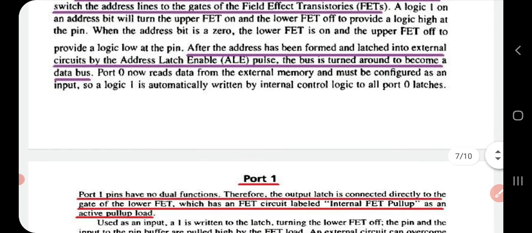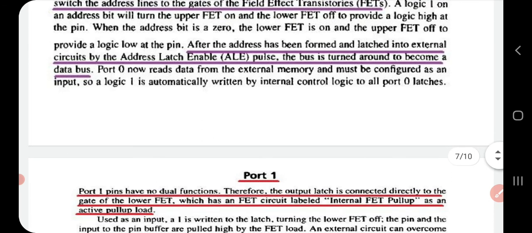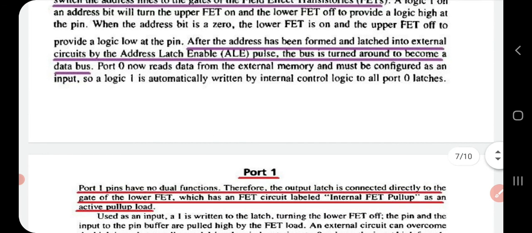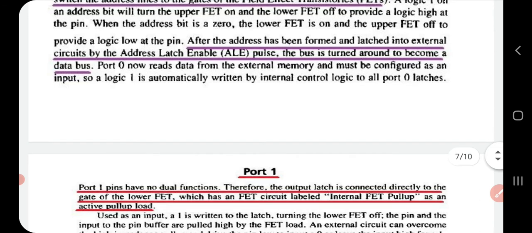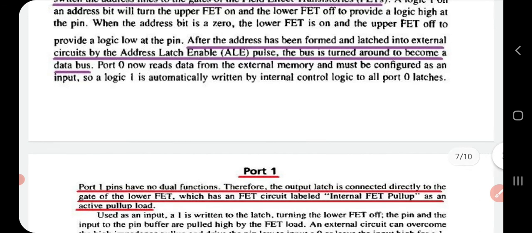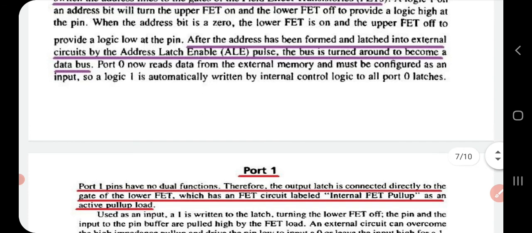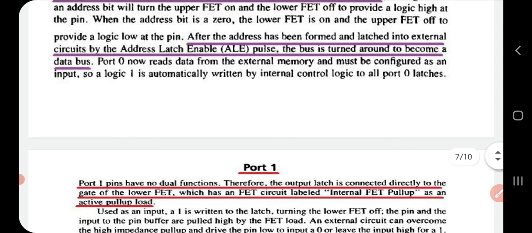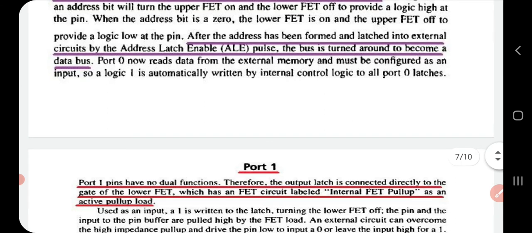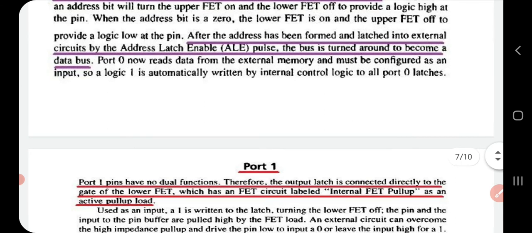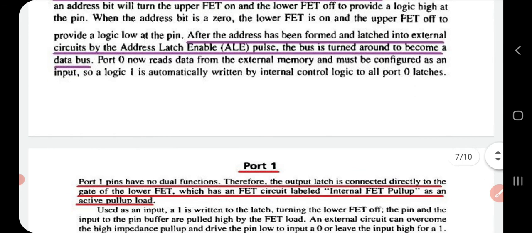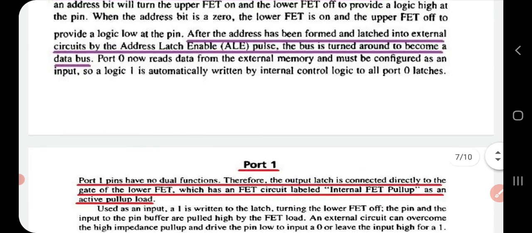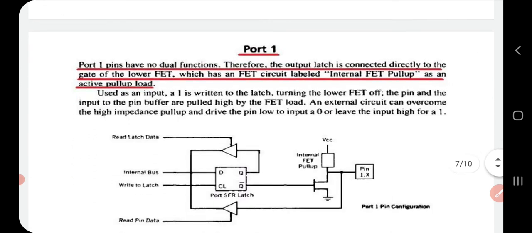Now, once the address is formed and latched into the external circuit, an address latch enable pulse will be initiated, and the bus will now turn around to become a data bus, that is, the address bus becomes the data bus. Now, when it becomes a data bus, port 0 will read the data from external memory and will be configured as an input. So, a logic 1 will be written in the port 0 latch.